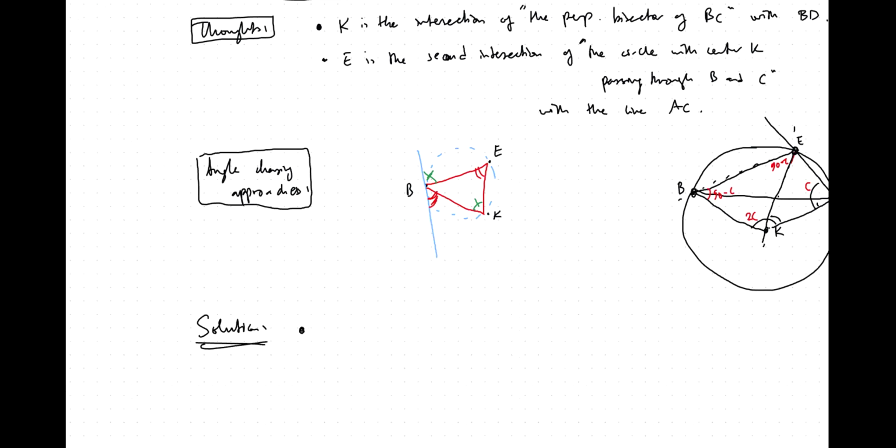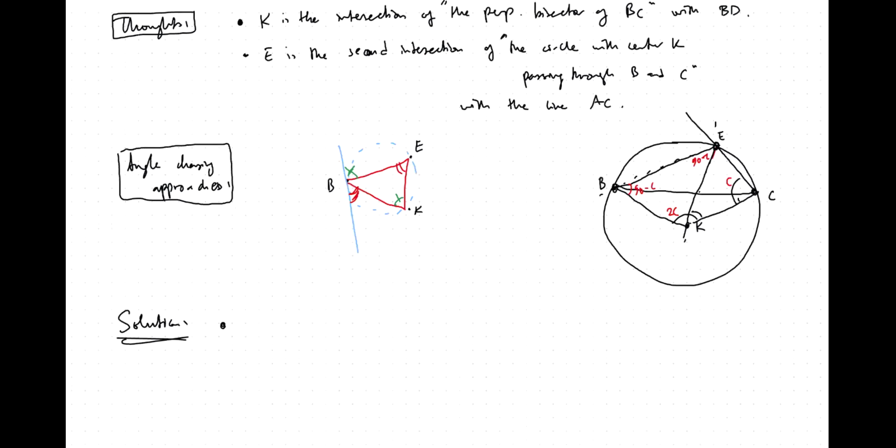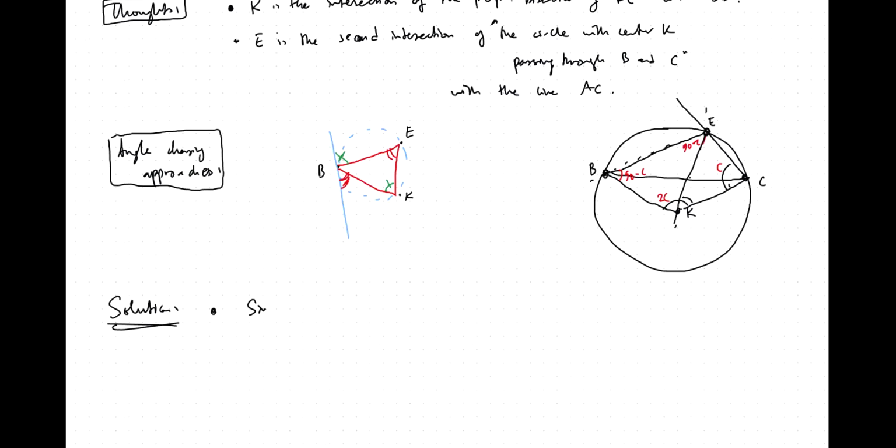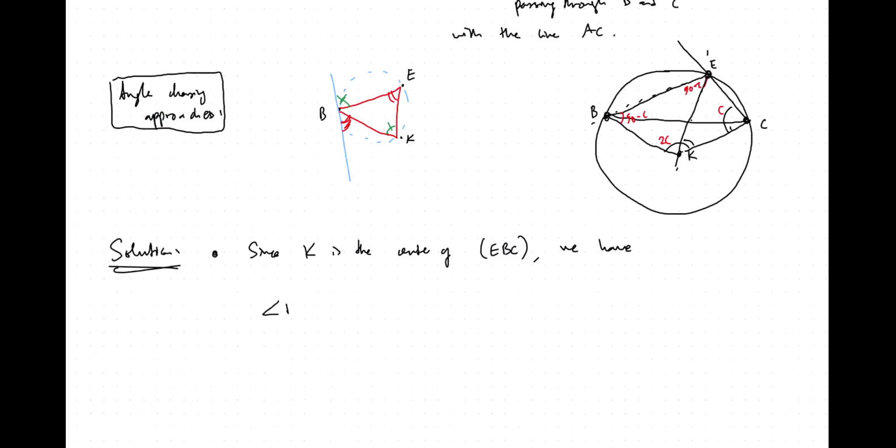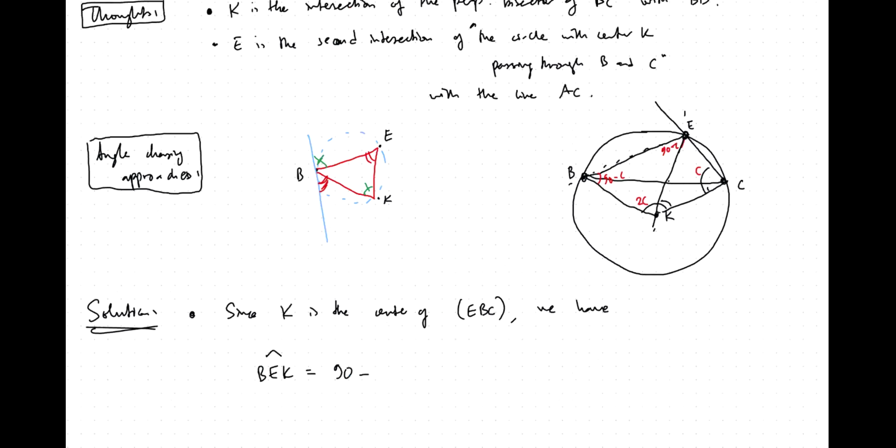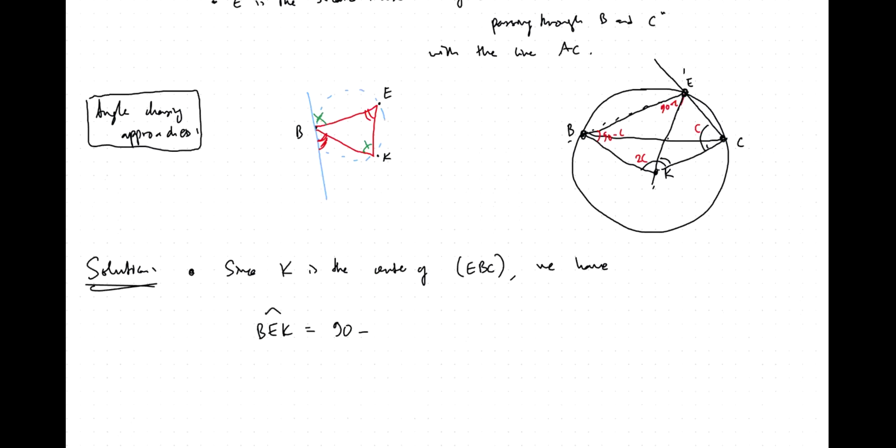For the solution, I would start from here. Since I would say K is the center of circle EBC, we have angle BEK, well, because of the center, this is equal to 90 minus ECB, which is 90 minus C.